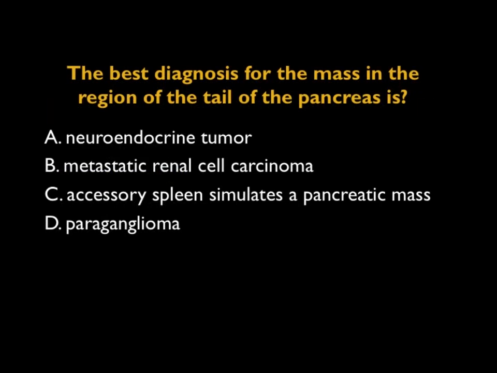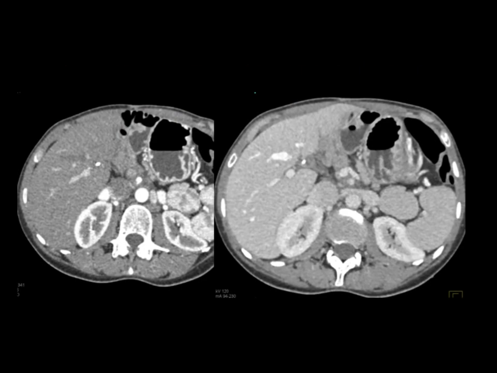This is a great case. You look at the tail of the pancreas region, there's a mass present. It looks very vascular. You've got to think about a neuroendocrine tumor. Then you look at it on venous phase and it washes out. What's going on here? Lesions do wash out, but this is indeed very impressive.